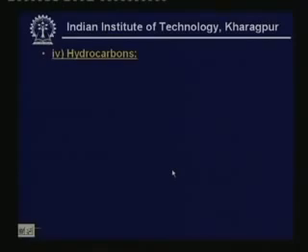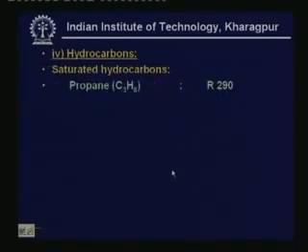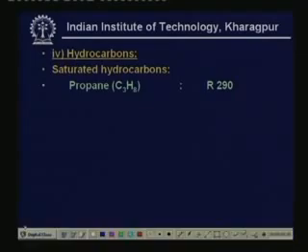So, the last category is hydrocarbons. Saturated hydrocarbons, for example propane. Propane, as you know, has the chemical formula C3H8. So, you can apply the same rule that we applied for fully halogenated hydrocarbons, and you can show that its number is R290. Because here the number of carbon atoms is 3.